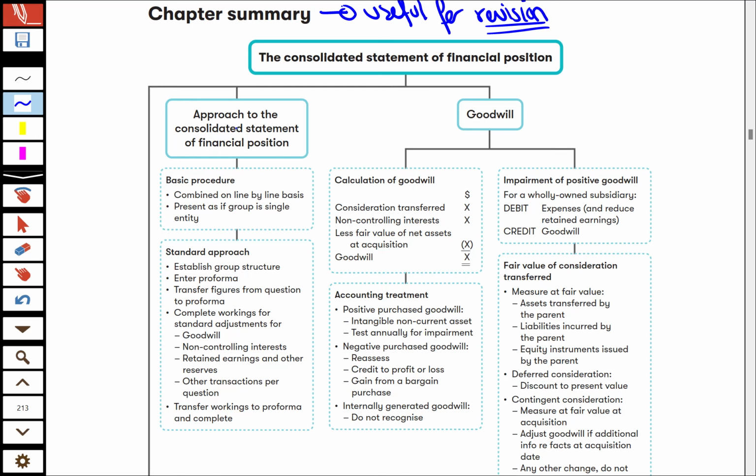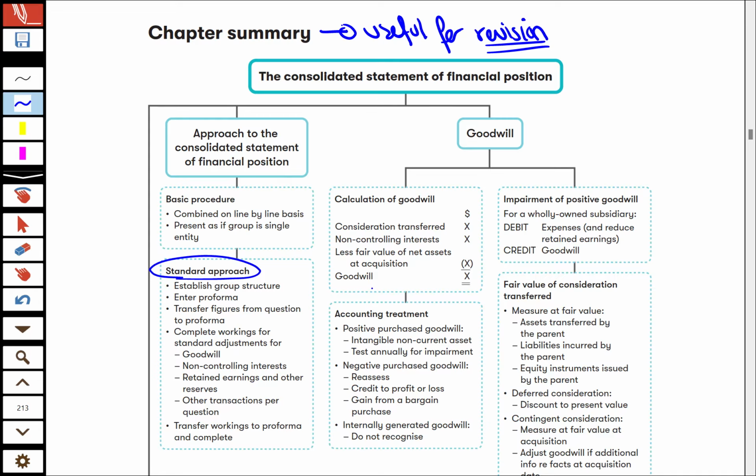So we've looked at our approach to the consolidated financial statement. We've looked at our basic process there, combining things on a line by line basis. We've looked at our standard approach for consolidated accounts: who is in our group, how long have they been in our group for, setting up our pro formas, transferring figures from the questions, and then of course completing our standard workings and then closing off our pro formas.